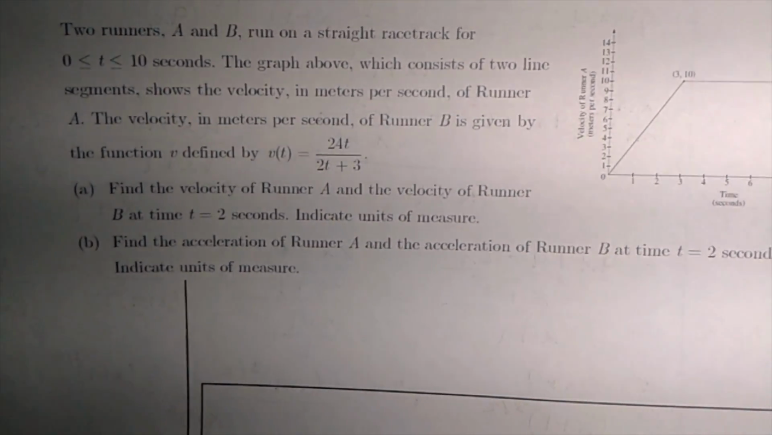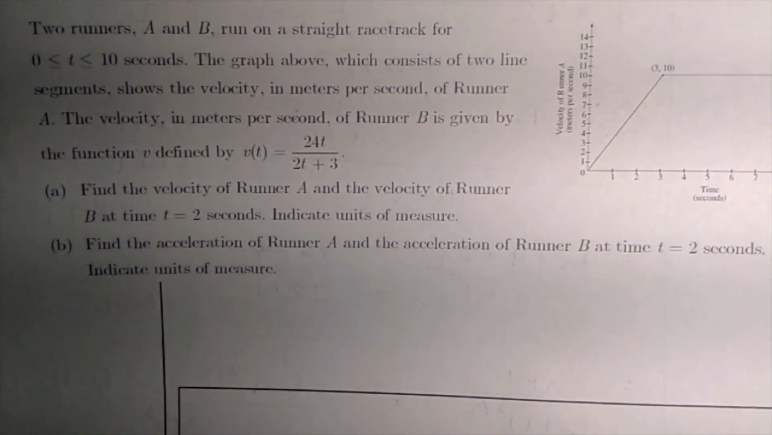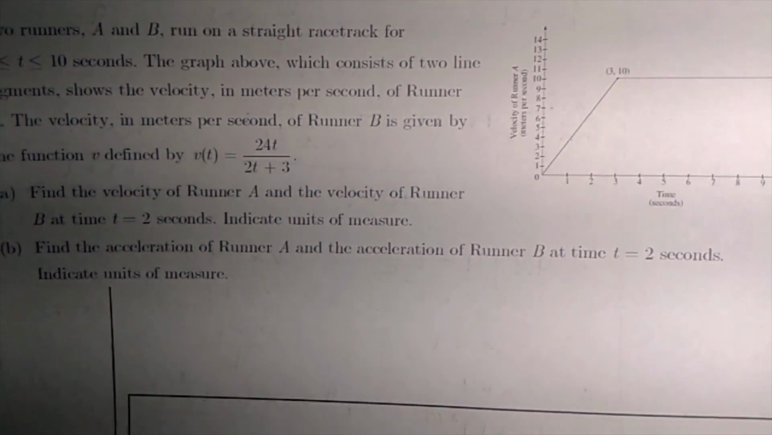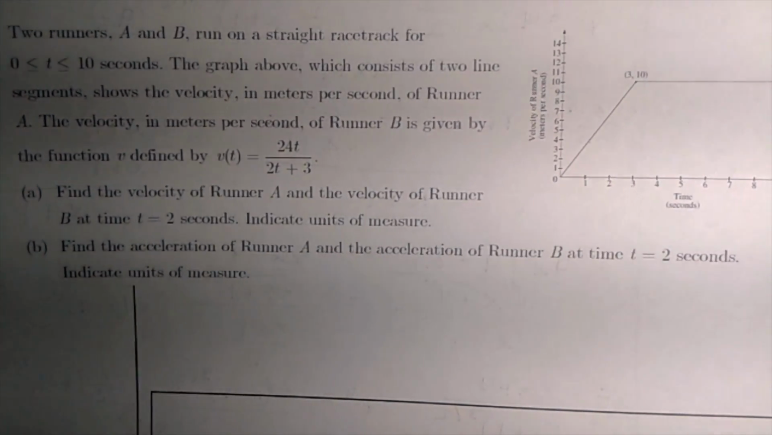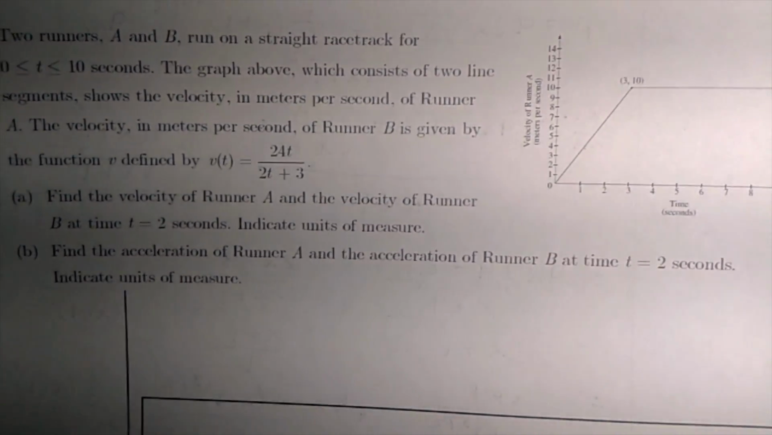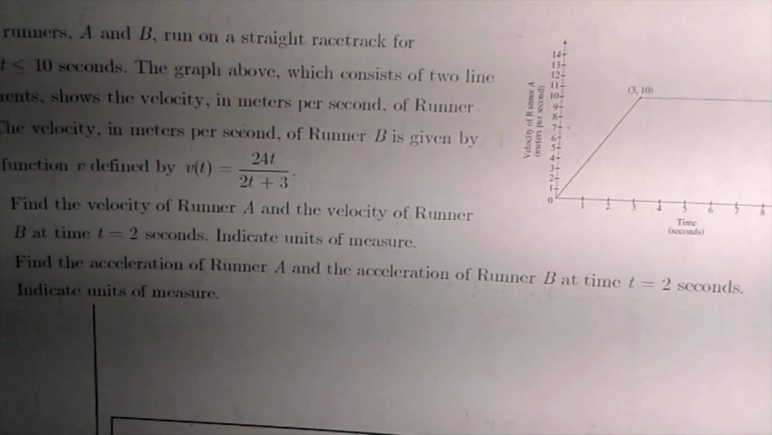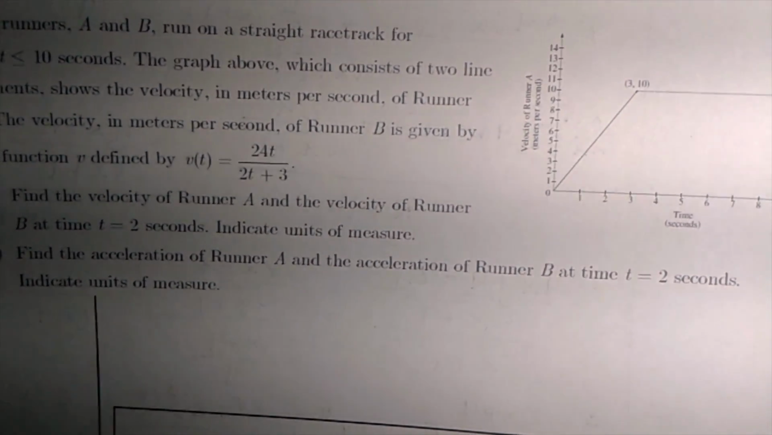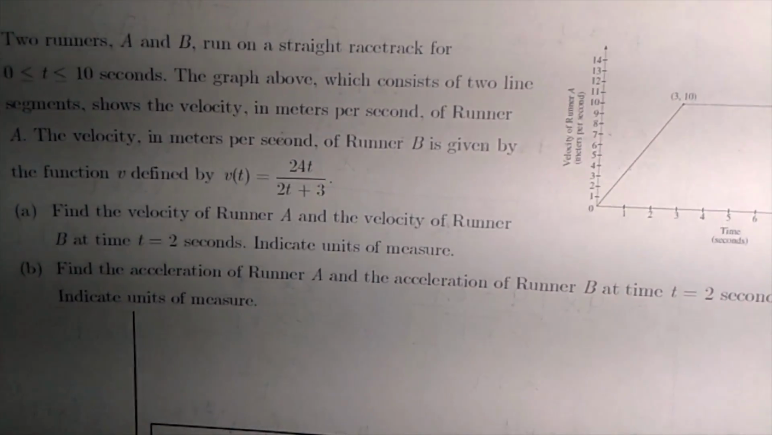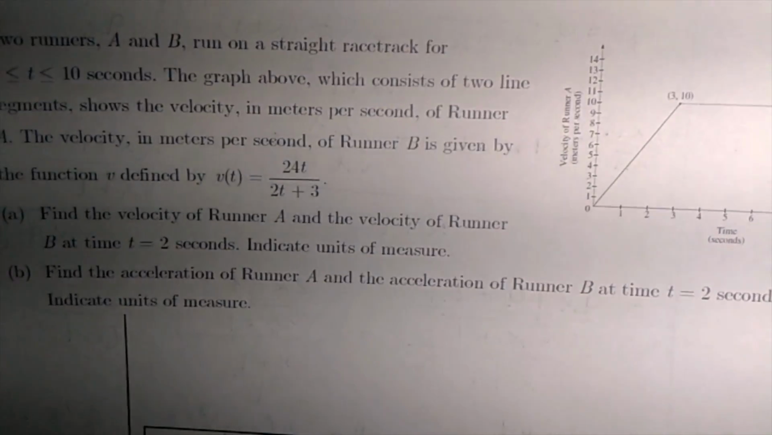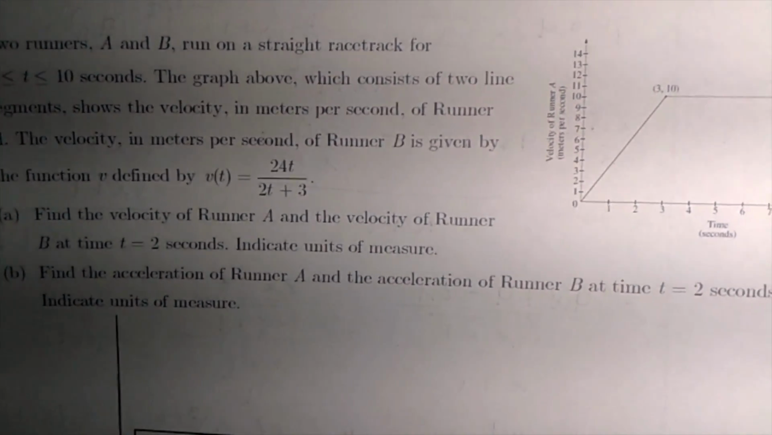Two runners, A and B, run on a straight racetrack for 0 to 10 seconds. The graph above, which consists of two line segments, shows the velocity in meters per second of runner A. The velocity in meters per second of runner B is given by the function v defined by v of t equals 24t over 2t plus 3. For part A, it wants you to find the velocity of runner A and the velocity of runner B at time t equals 2 seconds. Indicate the units of measure.